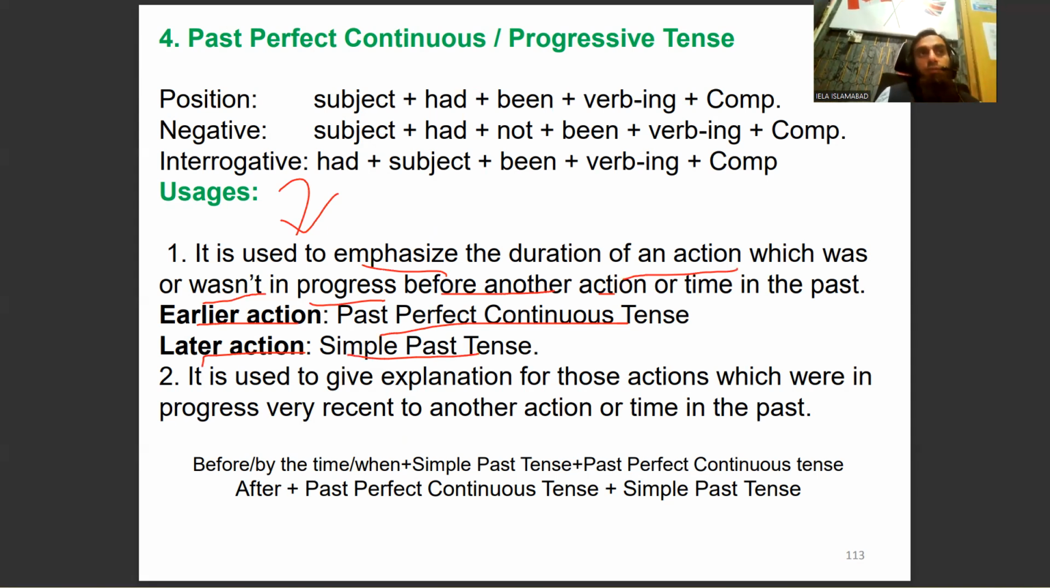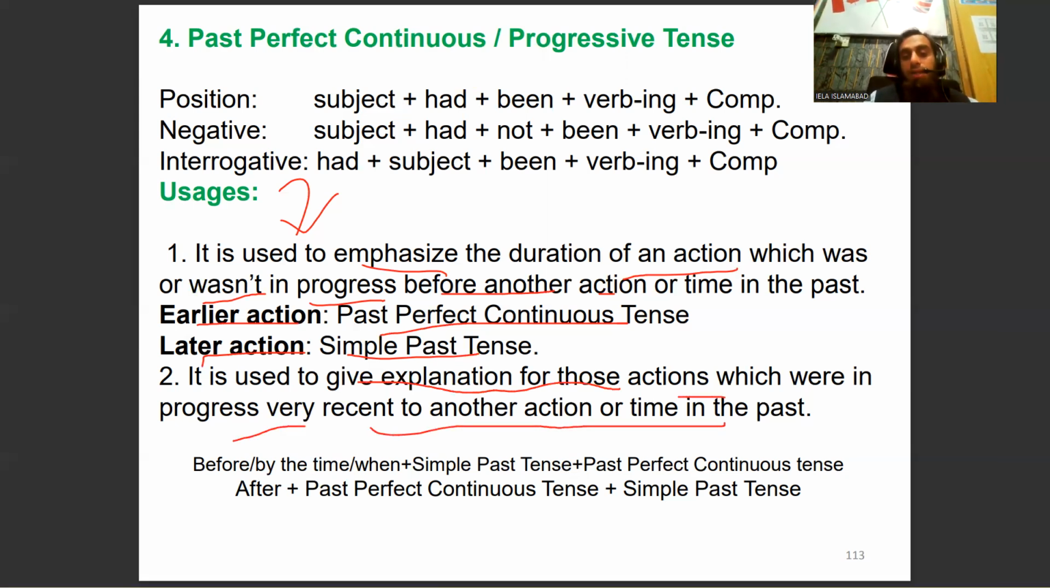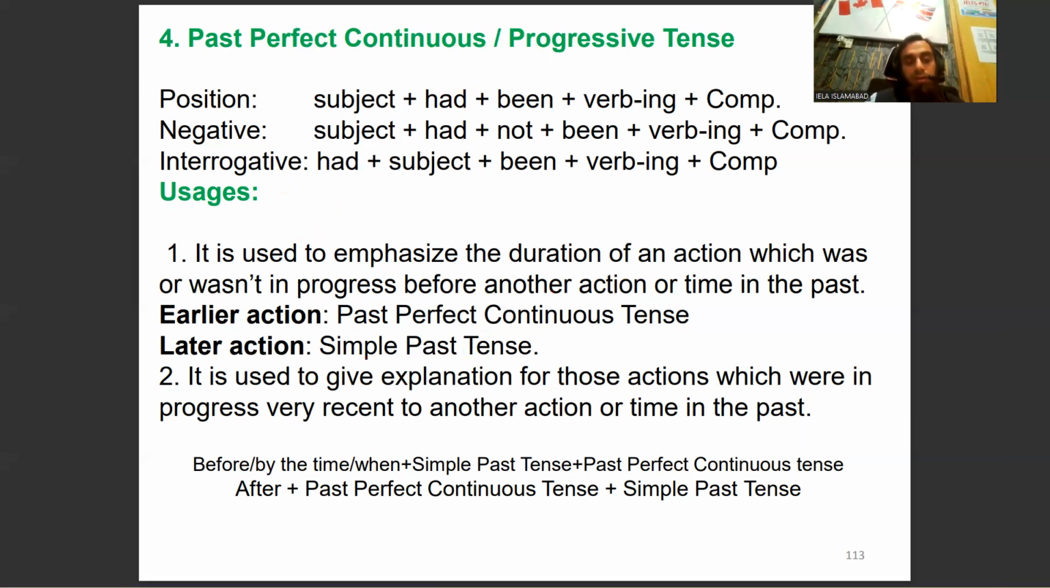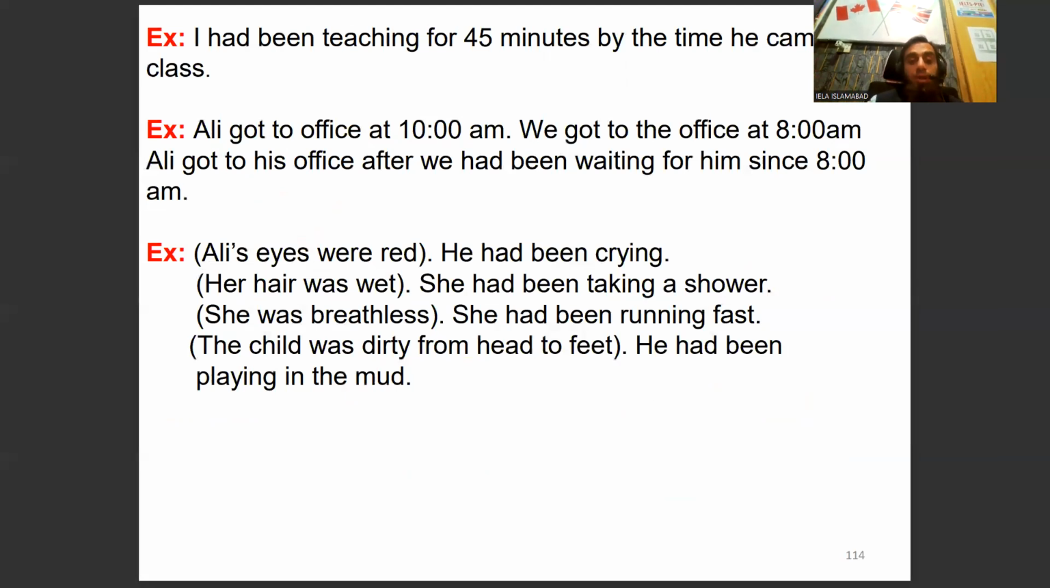Earlier action means the action that was done first, so we say that in past perfect continuous tense. And for the later action, we say simple past tense, right? It is used to give explanation for those actions which were in progress very recently to another action or time in the past, right? So it is again another clarified definition statement. Okay, let's go through some of the examples.